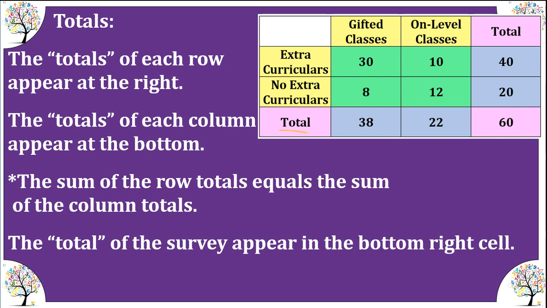We have the total of the columns, 38 and 22. We have the total of the rows, 40 and 20. And then we have the total people that were surveyed, which is 60. So the bottom right total is the total of the whole survey. And again, these are our original survey results.